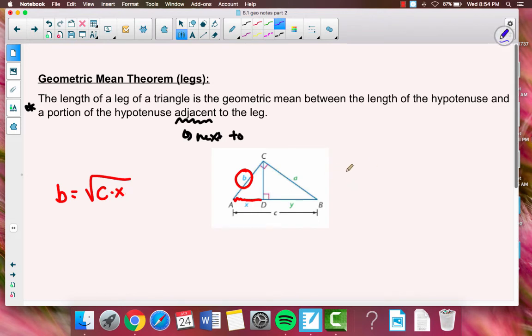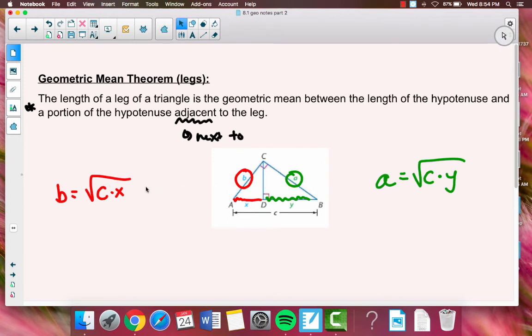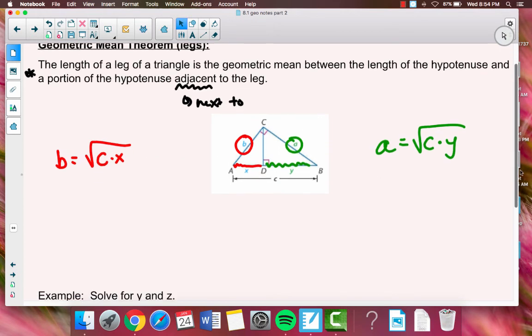The same thing applies for A. This is just the other side. A is going to be equal to the square root of the whole hypotenuse, but this time, instead of multiplying by x, we multiply by y, because y is the portion that's next to A. So C times y. Notice it's the same formula, the geometric mean, but what part of the triangle we use changes a little depending on what we're solving for. Make sure you draw this picture and write those formulas down.